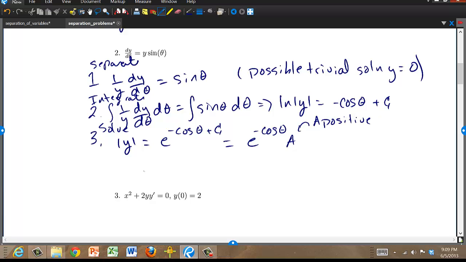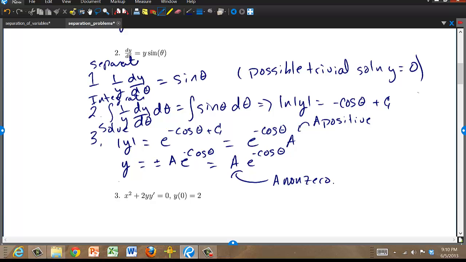And now we'll continue solving. So what do we have? y should be plus or minus a e to the negative cos theta. And now we'll just say that's a e to the negative cos theta, where a should be just non-zero. So that's our family of solutions we've found so far. y should be a e to the negative cos theta for some non-zero a.